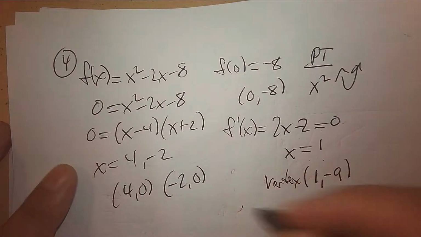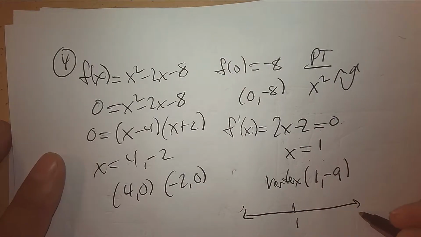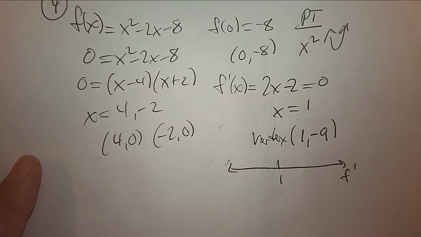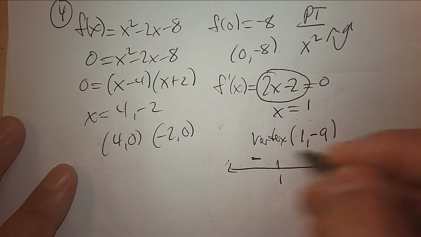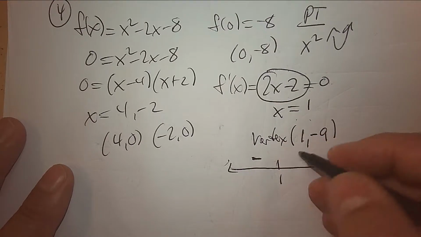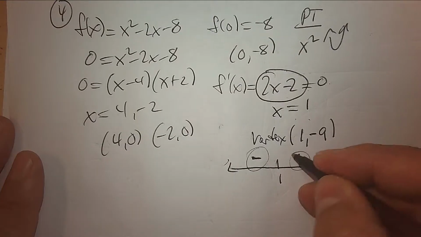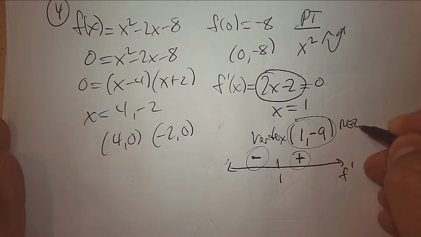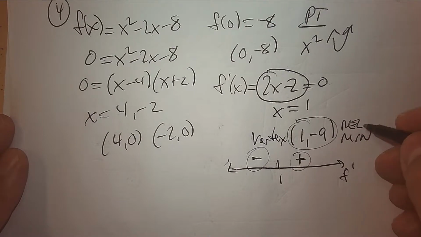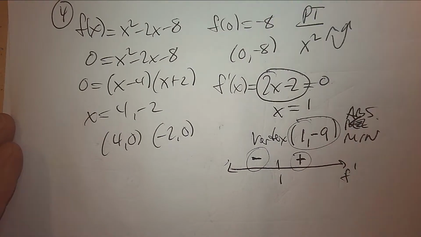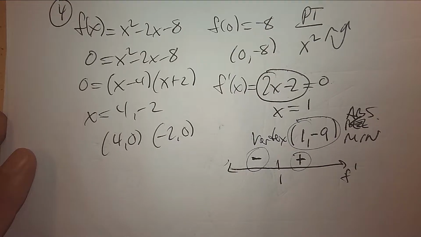If I do the first derivative test, I would only use 1. If I plug into the first derivative, any number less than 1 will be negative. Any number bigger than 1 would be positive. So we got decreasing, increasing. Our vertex, which we know is a relative minimum, and actually, in this case, it's not relative but absolute minimum. There's no other point lower than that, so we can even call it an absolute, because that is the lowest point in the whole graph.